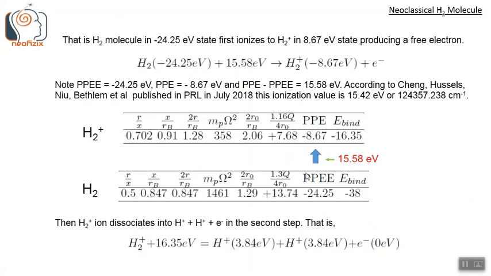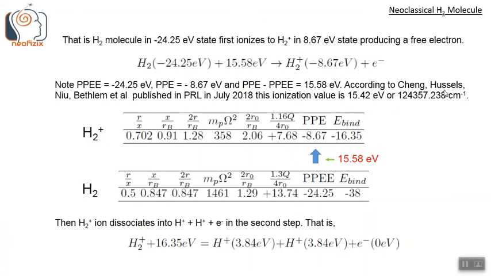So note that the total energy of the hydrogen molecule is minus 24.25 electron volts, and the total energy of the three-particle system, two protons and an electron, is minus 8.67 electron volts. Therefore, the difference is 15.58 electron volts. So this is what we see here in this reaction. If we supply this 15.58 electron volts to the hydrogen molecule, we can ionize it and get a hydrogen molecular ion and one free electron out.